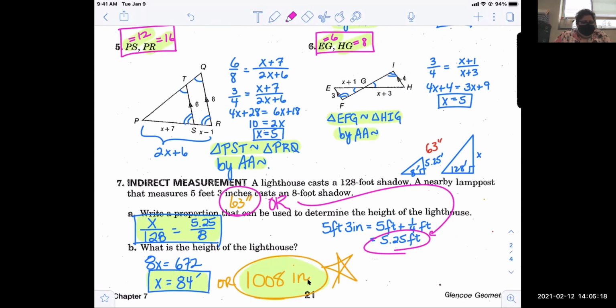Again, on number 5, when you compare 6 to 8, you're using sides of the similar triangles. Then you need to compare x plus 7, and then the whole side of the big triangle is 2x plus 6. Now, you could also do x plus 7 is to 6 as 2x plus 6 is to 8, for example. If you find it easier to use two sides of one triangle for your left side than the same corresponding sides of the other triangle on the other side, that's fine.